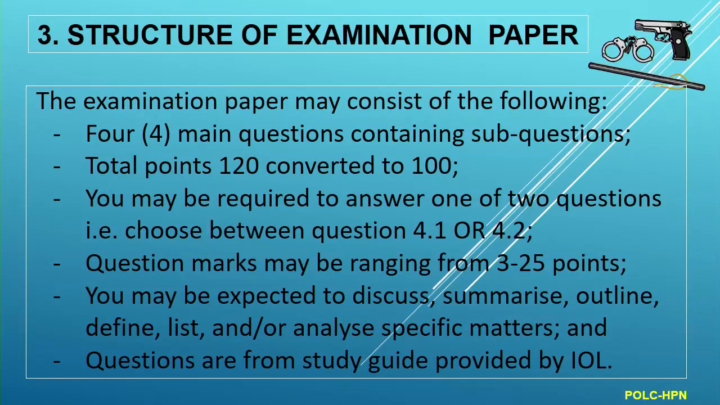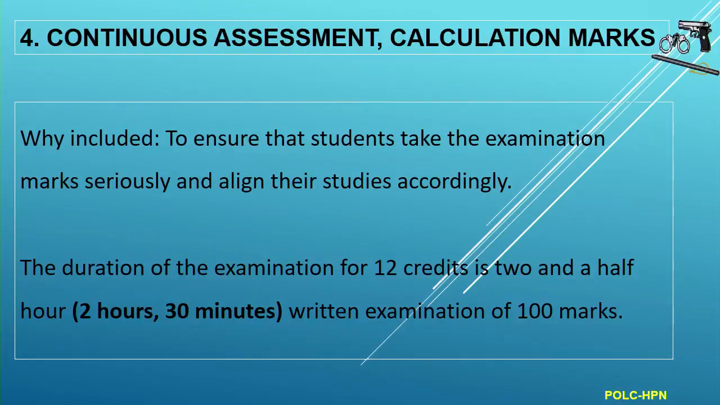Now, the structure of the examination paper. The exam session will consist of 4 main questions containing sub-questions. It will count out of 120, converted to 100. You may be required to answer one of 2 questions, for example, choose between question 4.1 or 4.2. Question marks may range between 3 and 25 points. You may be expected to discuss, summarize, outline, define, list, and or analyze specific matters. Questions are from the study guide provided by IOL.